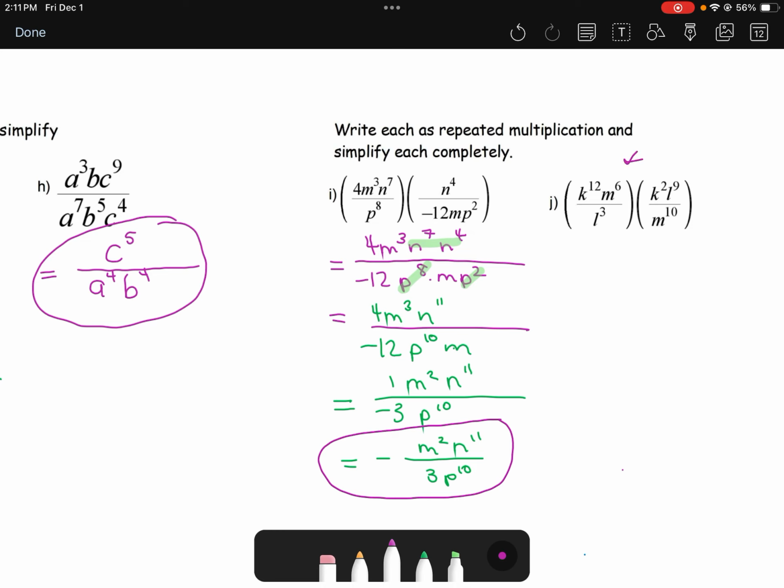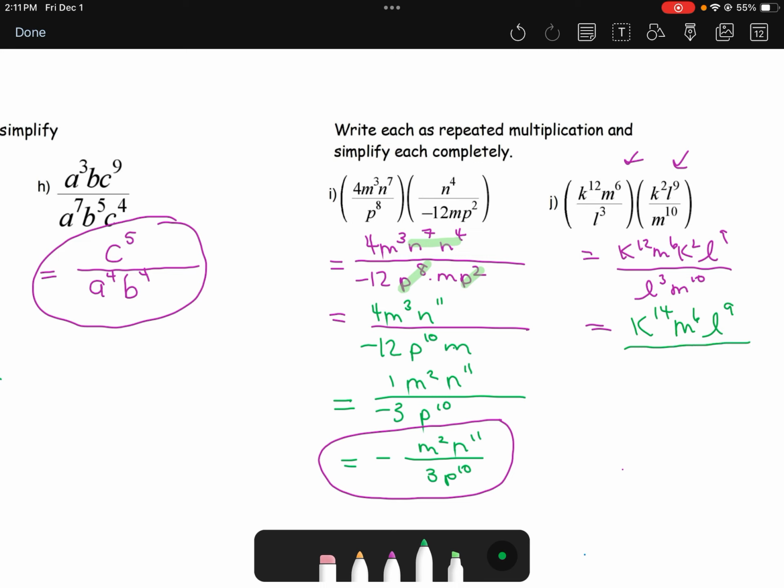Okay, one more example. So again, I'm going to check the parentheses. I can't combine anything, so we're just going to put everything together. k to the 12th, m to the 6th, k squared, l to the 9th over l cubed, m to the 10th. So first thing I'm going to do is the product rule. Well, I see k to the 12th times k squared. So again, I'm going to add those exponents. That gives me k to the 14th. There's not any m's on top or l, so just m to the 6th, l to the 9th. On the bottom, there's nothing I can do, so that's just l cubed m to the 10th.